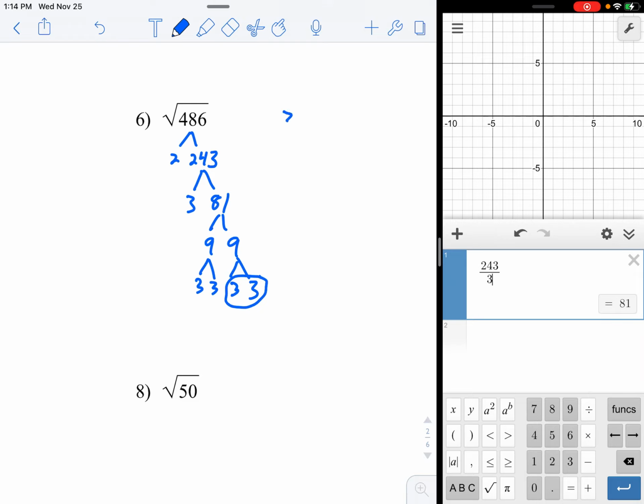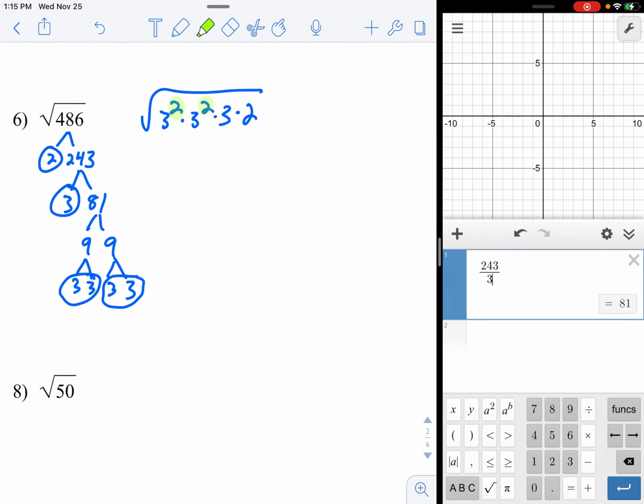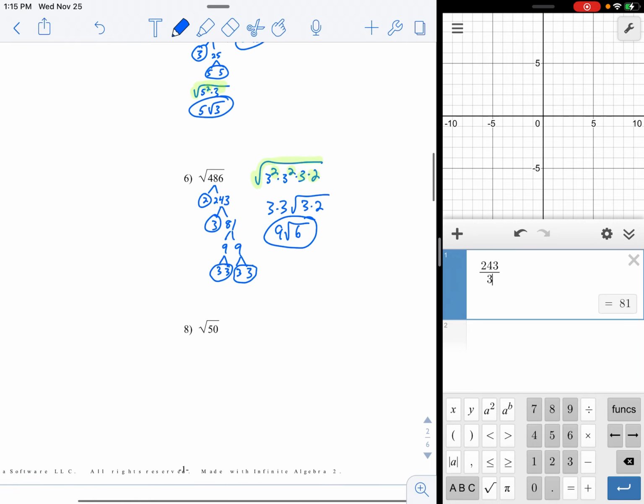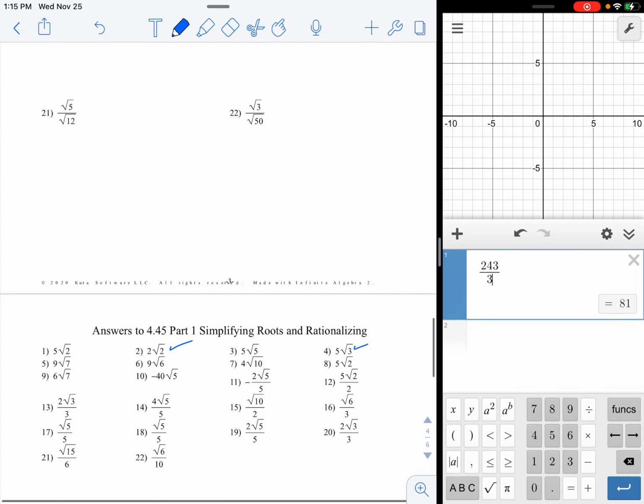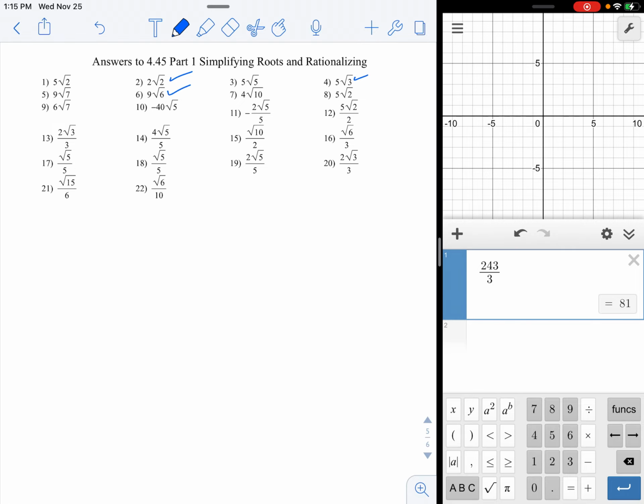Here's a pair of 3s. Here's another pair of 3s. Here's a 3 without a partner, and here's a 2 without a partner. So both of the 3s that are squared, you can square root, and both of them will simplify out of the radical. The other 3 and 2 stay in the radical. And then finally you can combine it. So 3 times 3 is 9, 3 times 2 is 6. 9 radical 6 should be the answer. So look at number 6. 9 radical 6.